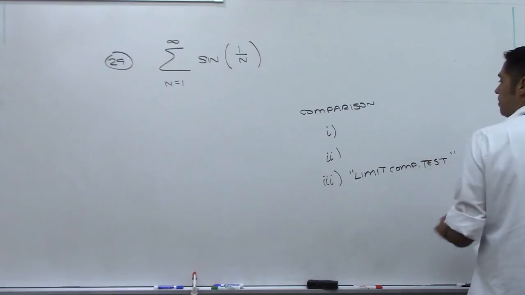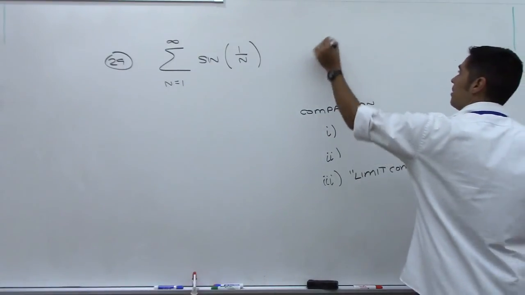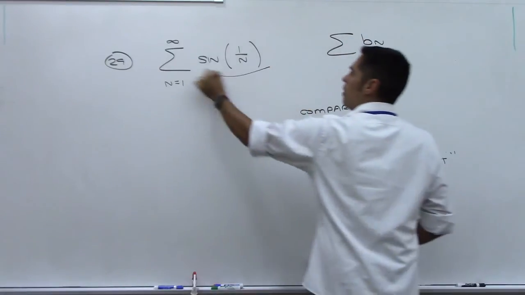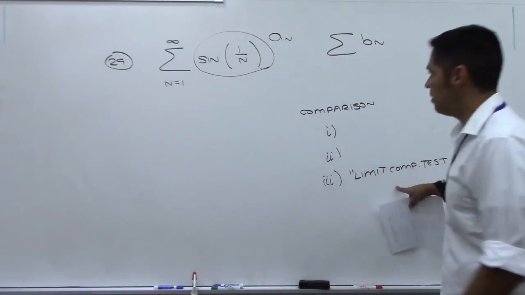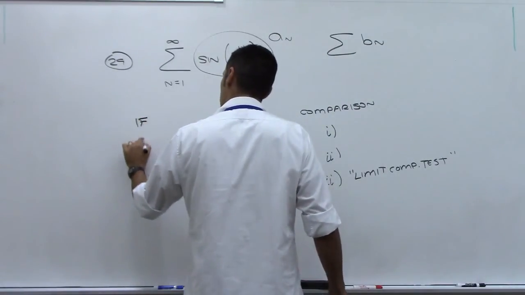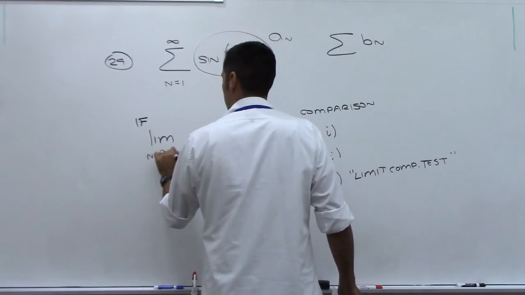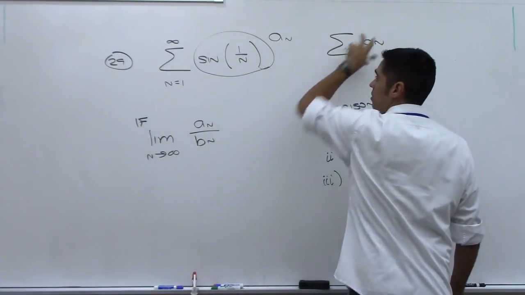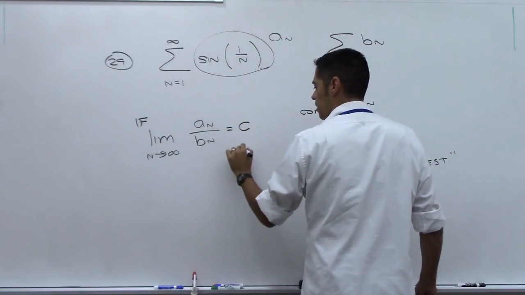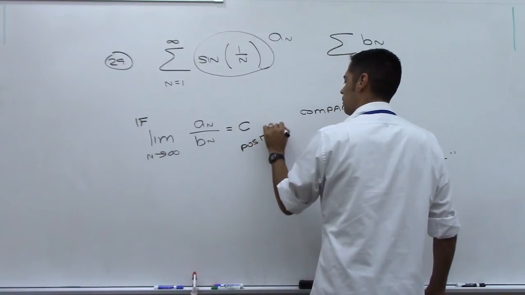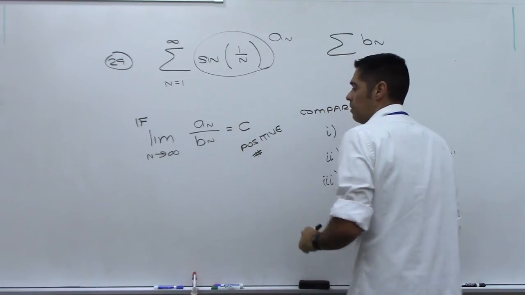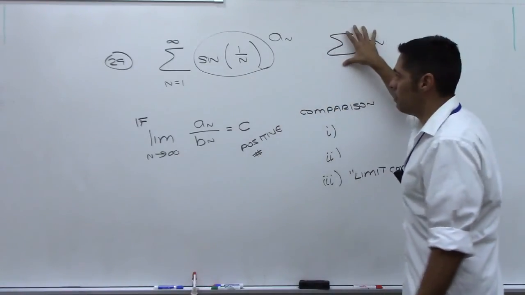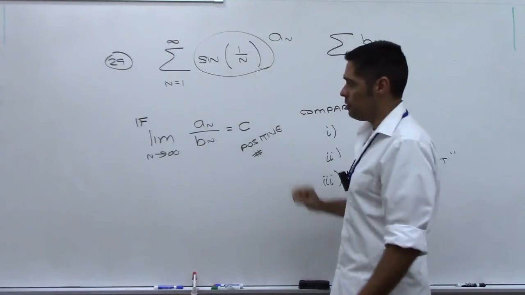And this test is really nice because what this 3rd one says is that let's say we're comparing that to this, and remember, this is going to be our a sub n. The limit comparison test says if the limit as n goes to infinity of the ratio of a sub n over b sub n, so you take this and you divide it by this, if that turns out to be a number c that is positive, then whatever this one does, this one does. So if this diverges, that one diverges. If this one converges, that one converges.